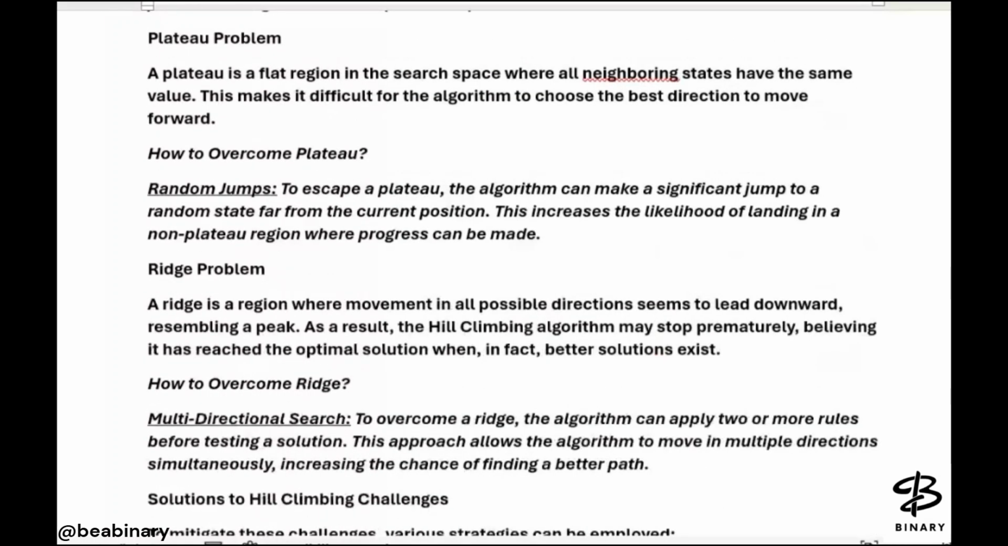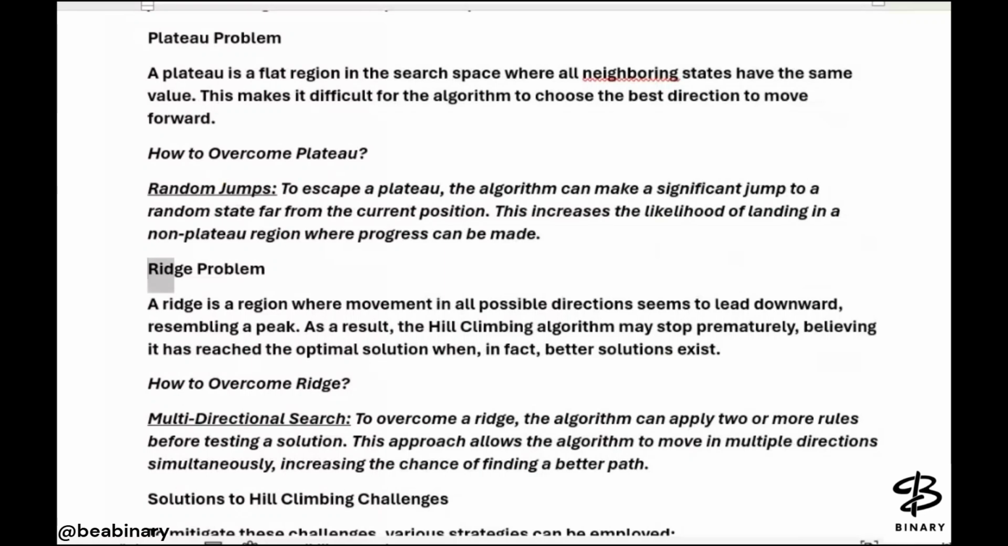Random jumps. So, first is the random jumps. To escape the plateau, the algorithm can make a significant jump to a random state far from the current position, and this increases the likelihood of landing in a non-plateau region where progress can be made. Right? So random jump will be there.